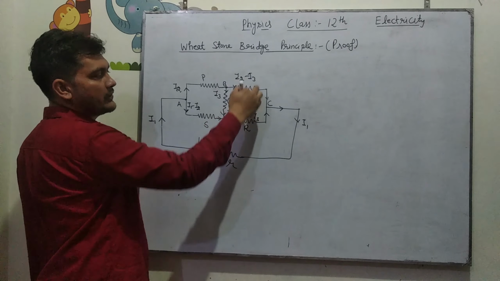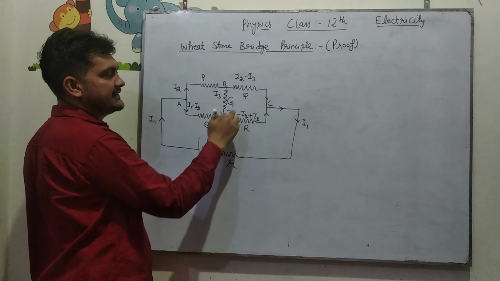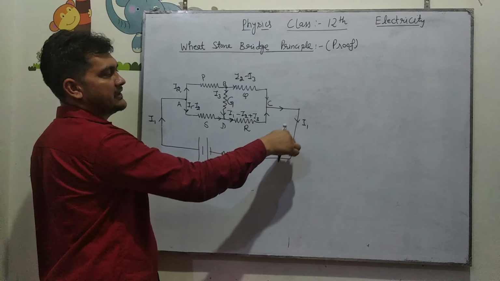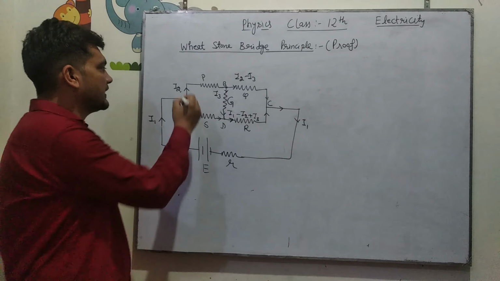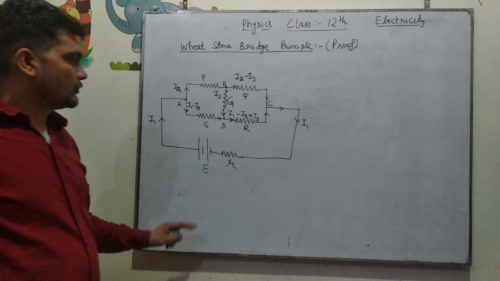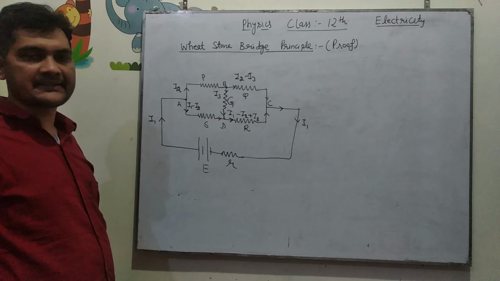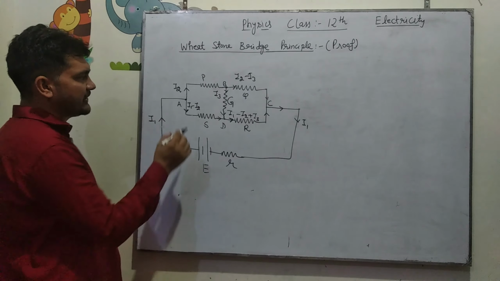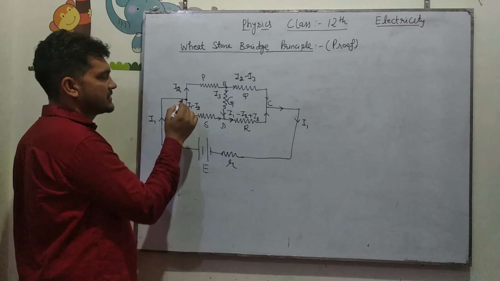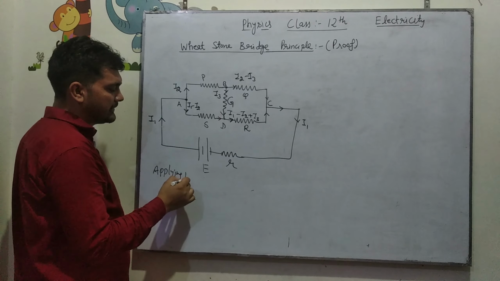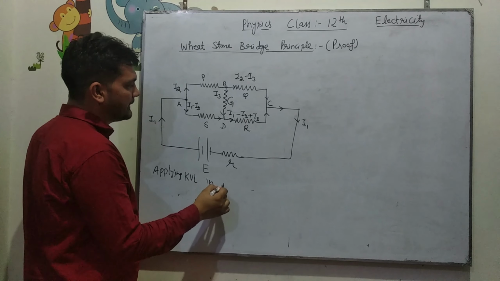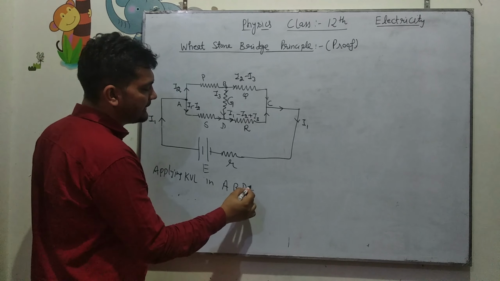Sum of these 2 currents, you can add I2 minus I3 with this current, you will get I1. I1 flows through this resistance. So this is the circuit. I have assumed the direction of current. So to solve this circuit, let us first take 2 loops. Applying Kirchhoff's voltage law, KVL in A, B, D, A.